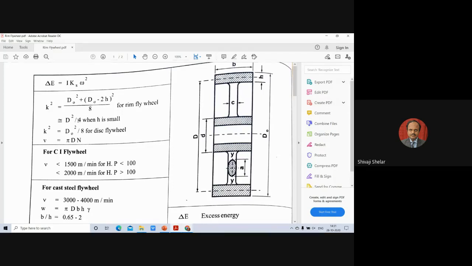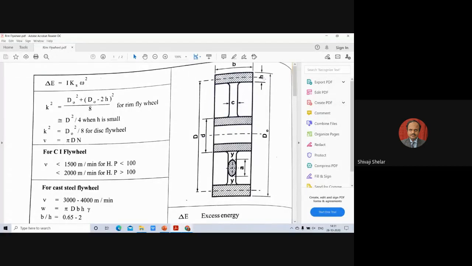Now if you look at this diagram here, D is your mean diameter of the rim. dO is the outside diameter of the rim. If your H value is large and recognizable when you compare it with your D value, then this D and dO have to be used accordingly, and the K square calculation can be done.